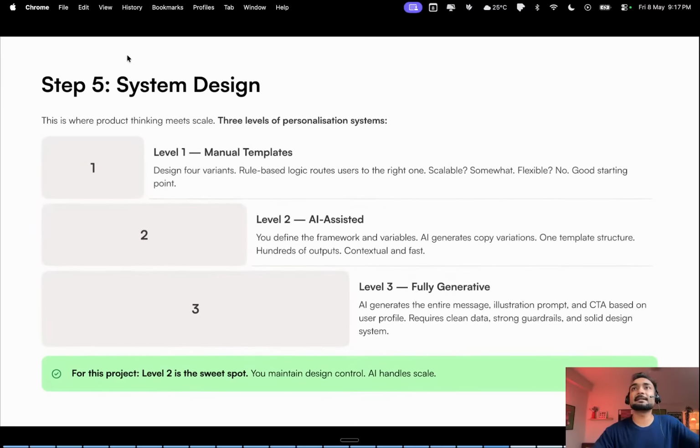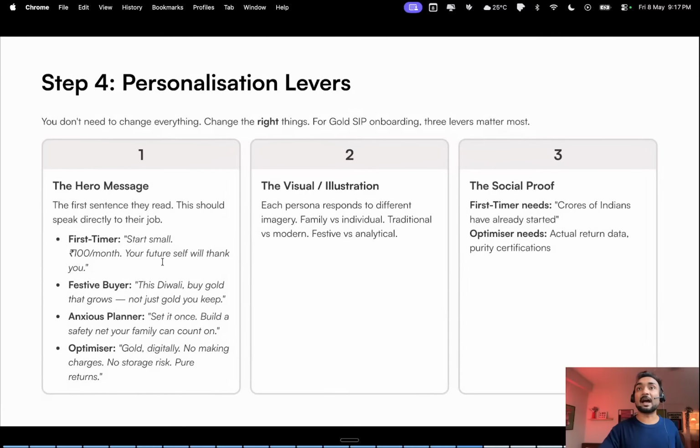Last is this system design layer, which is where you can start designing this onboarding experience from manual templates. You can start designing from a manual template first. In level 2, you can go towards an AI-assisted workflow. For example, you can use AI to generate not just four versions of this copy, but maybe 40 or 400 or 4000, right? You can also use AI to generate these illustrations or different social proofs. You can fetch from data.